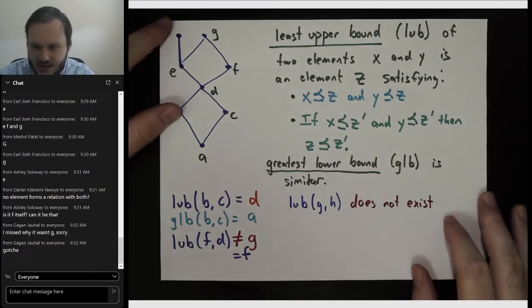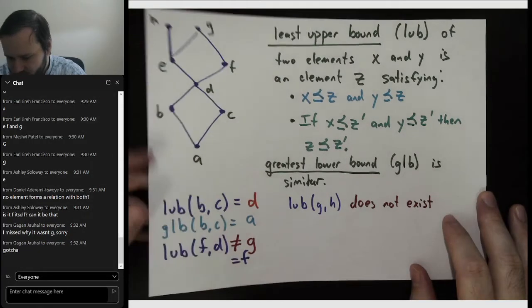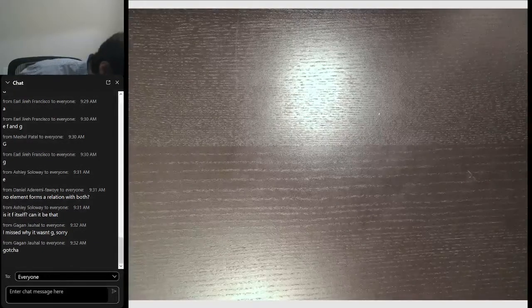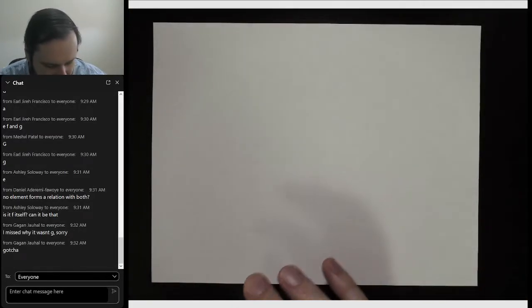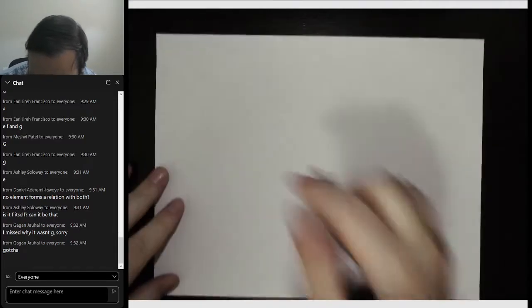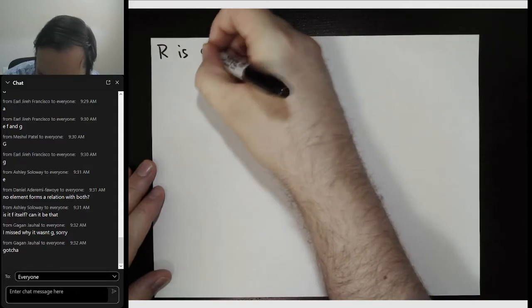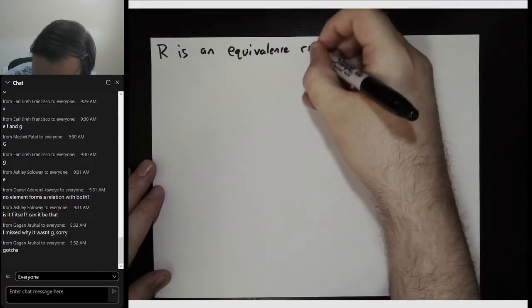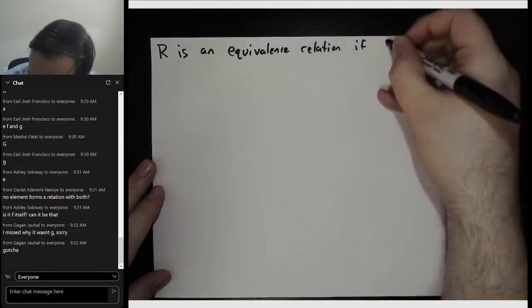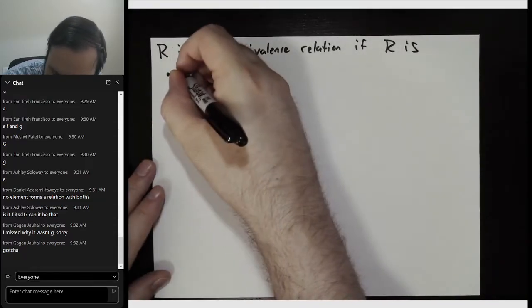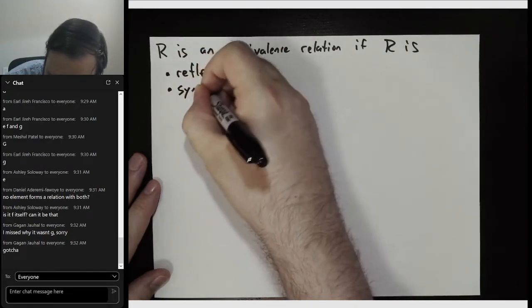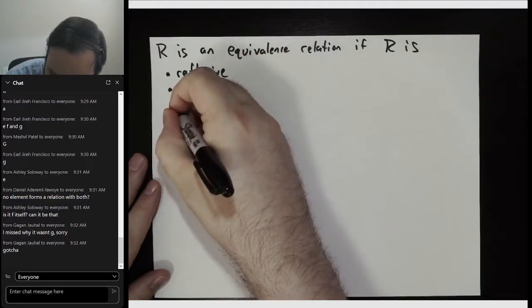One more thing to talk about today. Got 10 more minutes. Shift gears a little bit. That's all of our partial order stuff. We talked about another special type of relation, and that was the equivalence relation. So R is an equivalence relation if R is, we said, reflexive, symmetric, and transitive.